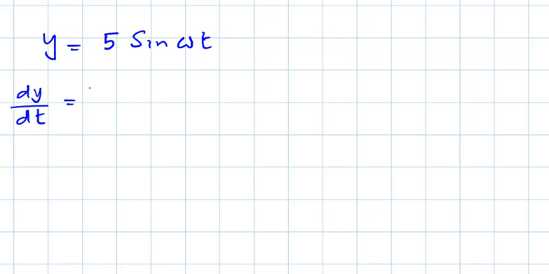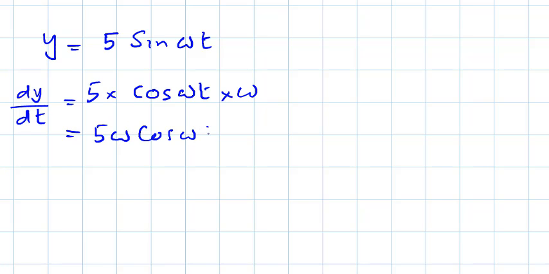First you take 5 constant. Then what is the derivative of sin omega t? The derivative of sin omega t should be in the form cos omega t, but here omega is a constant, so you multiply it by omega. So you will get 5 omega cos omega t. Treat it like sin 2x or sin 3x, what we did earlier. So just like that, 5 omega cos omega t.